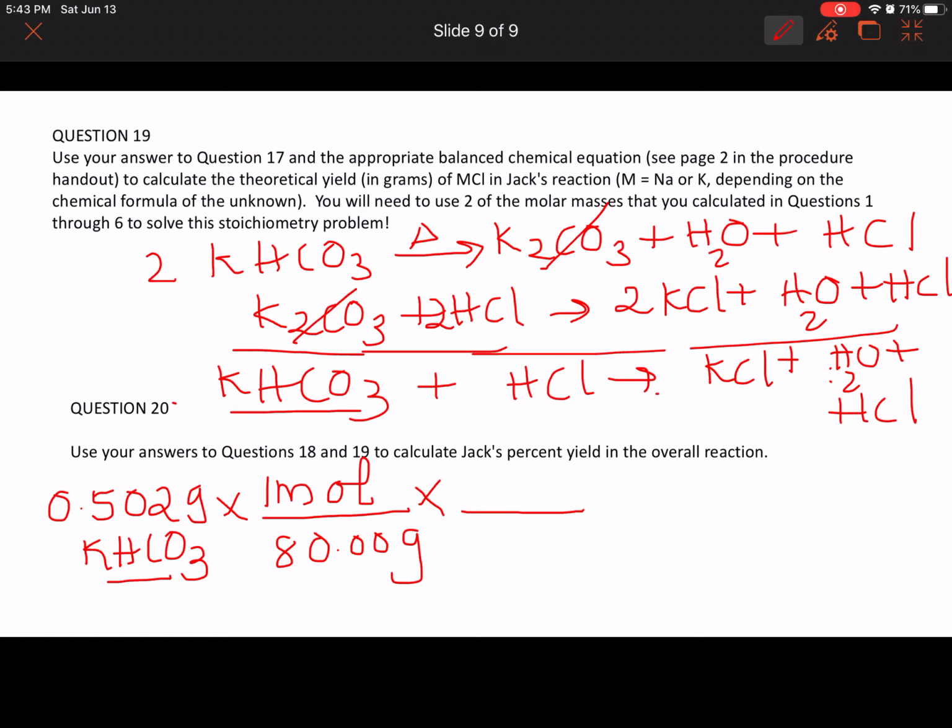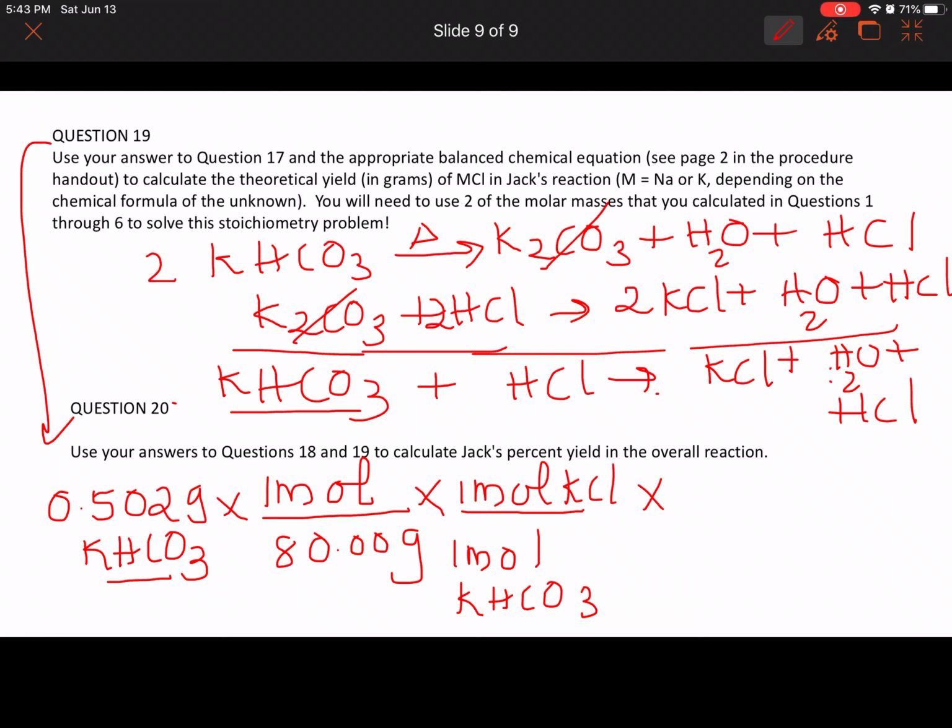You have to check to see if the answers are correct. Because I'm doing all this in my head and I know that you will do proper calculations, I'm just guiding you how to do it. So 1 mole of potassium hydrogen carbonate, so the molar ratio, and this calculation is for question 19, not for question 20. 1 mole potassium hydrogen carbonate gives you how many moles of KCl? 1 mole KCl. Because we want to find out the theoretical yield of potassium chloride.